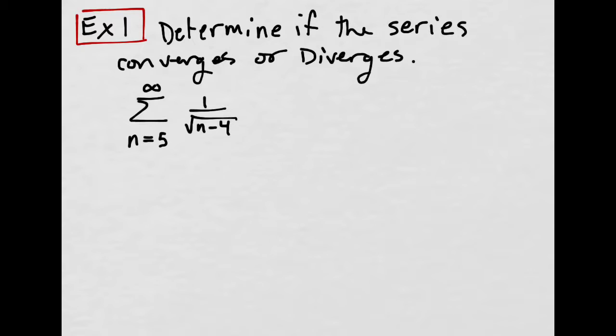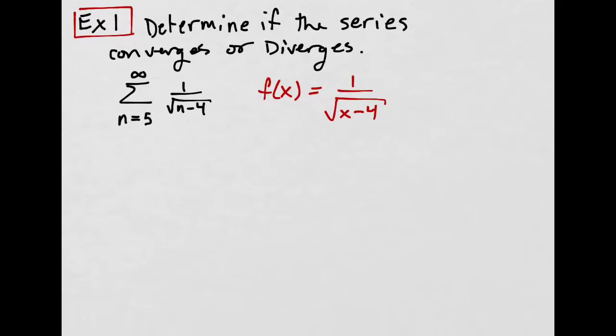Okay, we're going to see if this series converges or diverges. And the first thing that we do is look at this and change it to a function of x. So that's really, really simple. You just replace the n with an x. So f of x, the function that we're going to be looking at, is going to be 1 over the square root of x minus 4. Now we have to verify those three conditions.